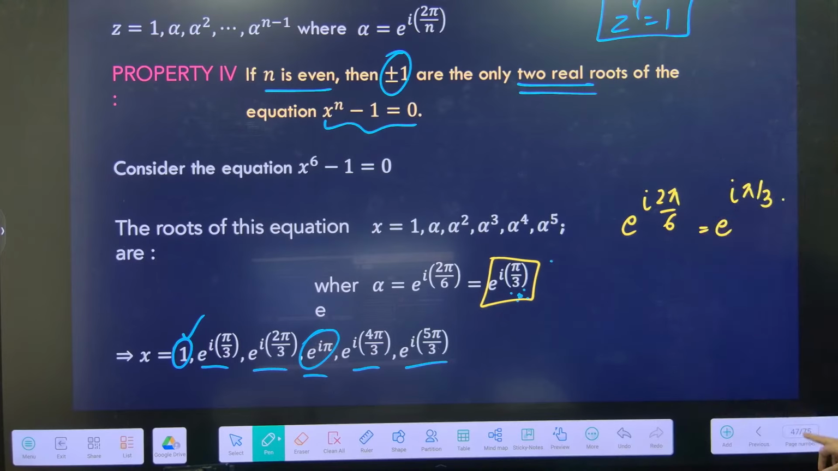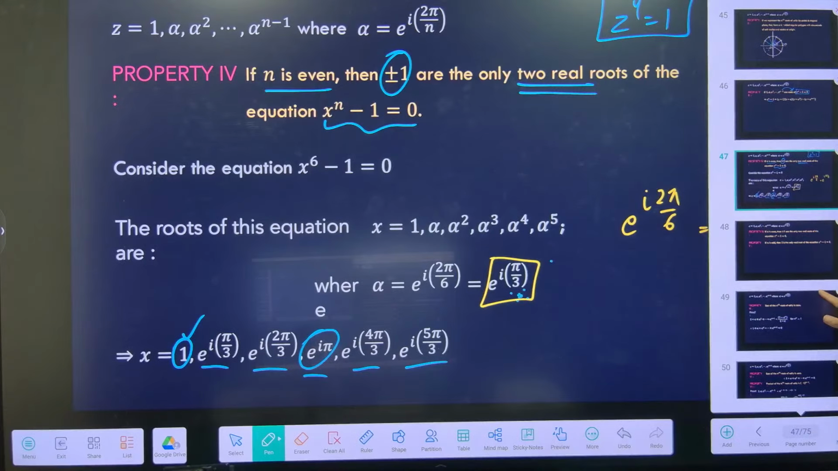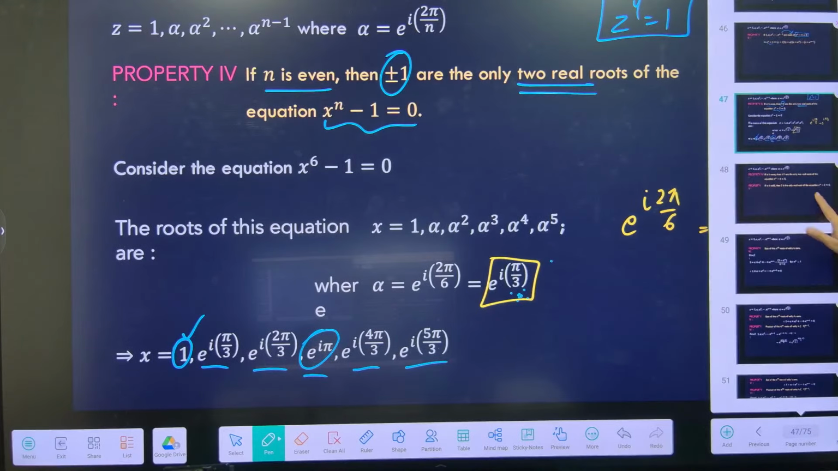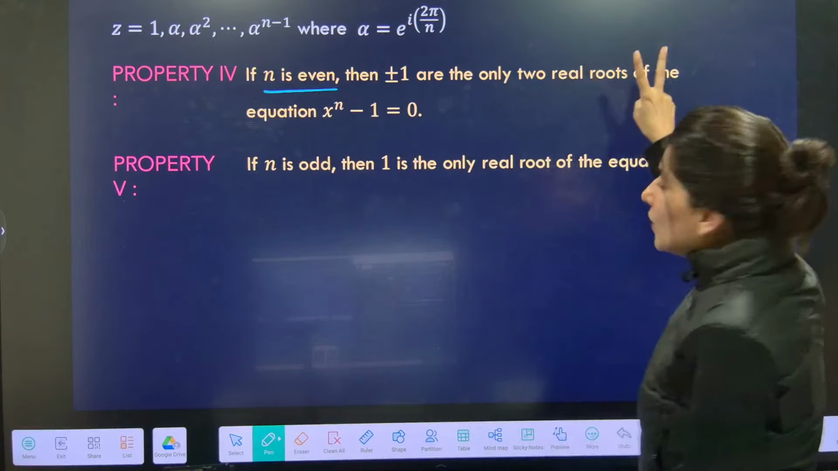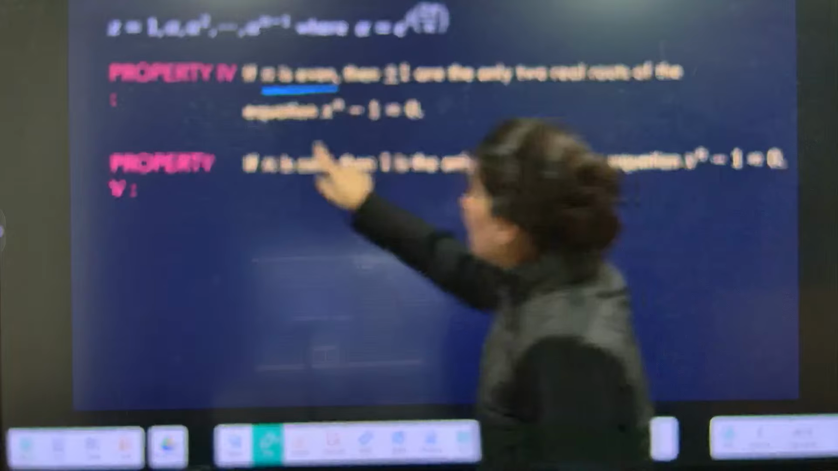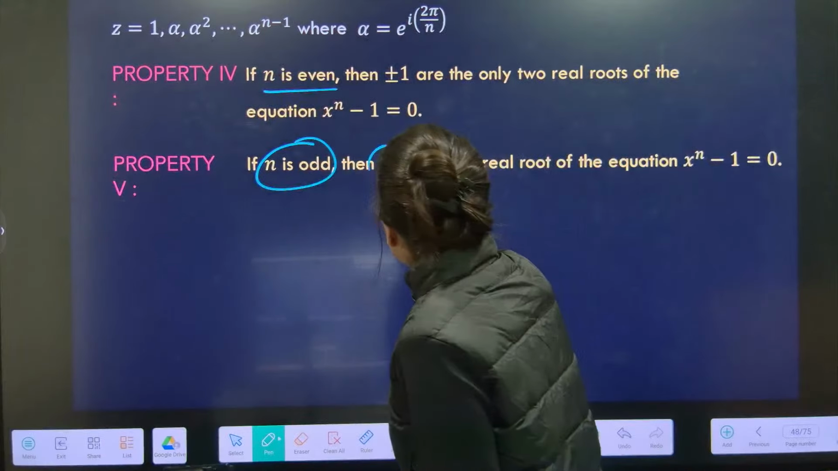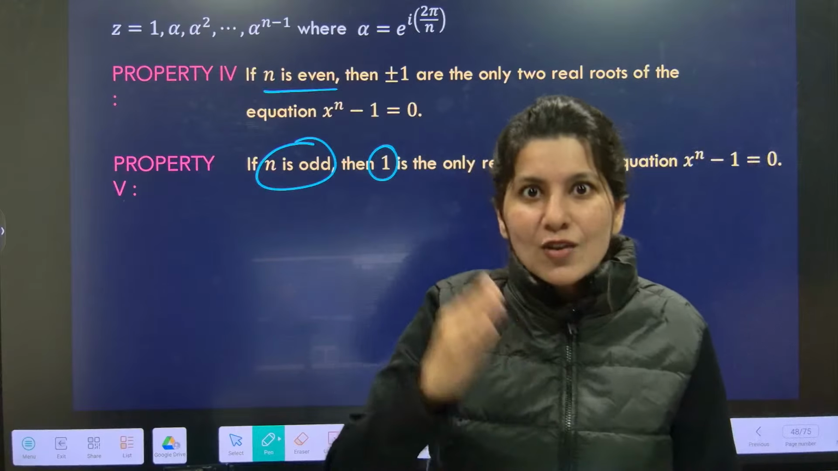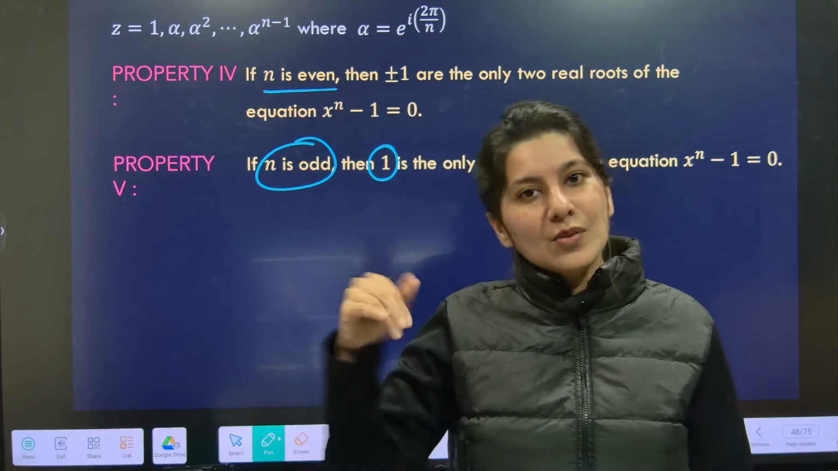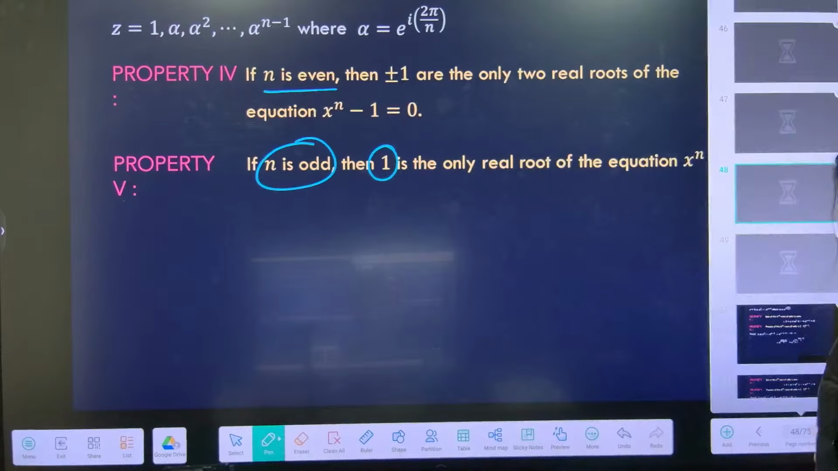Okay. Cube root of unity, nth root of unity. Clearly, if n is even, then plus minus 1 are the only two real roots of this type of equation, and if n is odd, then 1 is the only real root of this equation. Remember, cube root of unity: 1, omega, omega square. So 1 is the only real root. The other two are unreal. Okay?